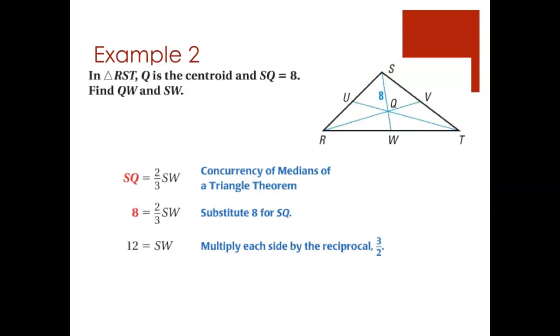Now, if you know that SW is equal to 12, now we can find the length of QW. So since SQ is 8 and SW is 12, all we need to do is say, well, QW is SW minus SQ, which would be 12 minus 8, which gives us 4. So that means QW is equal to 4. So for this problem here, QW equals 4 and SW equals 12.